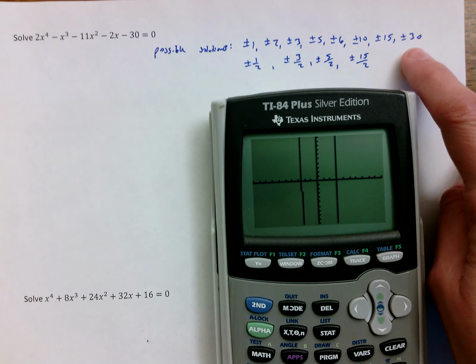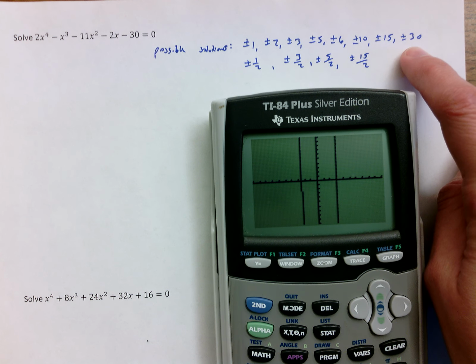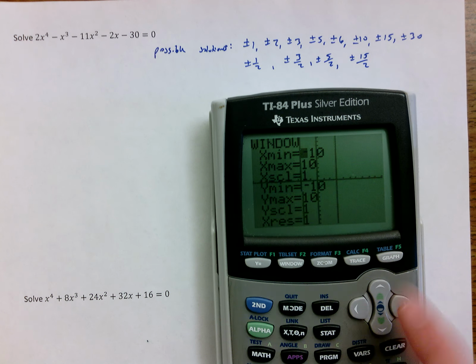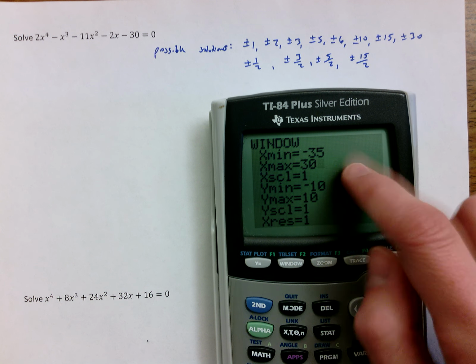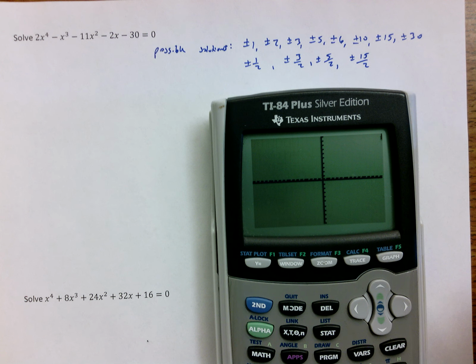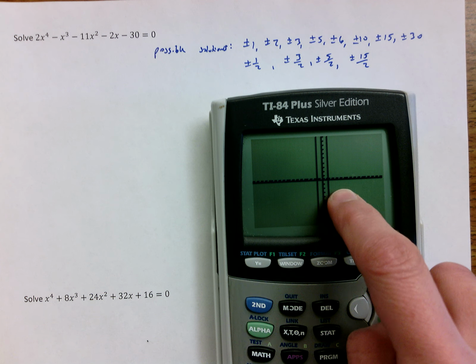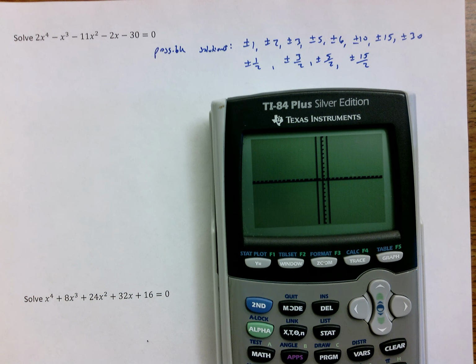Okay, so here's how I'm going to help myself out here. I know that the largest and smallest possible solutions are -30 and +30, right? That's the biggest and smallest number on this list. So I'm going to adjust my window so that I can see -30 and +30 on my x-axis. Okay, and nothing else crossed over, so I've got my solutions. Right off the bat, I know that there's 2 solutions here, and then there's going to be one that's imaginary.